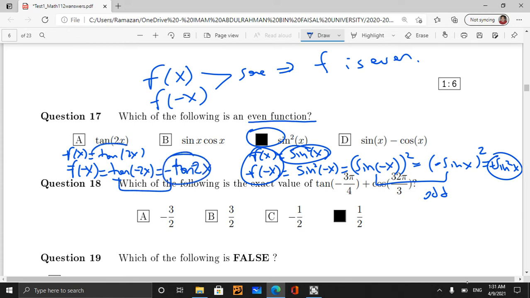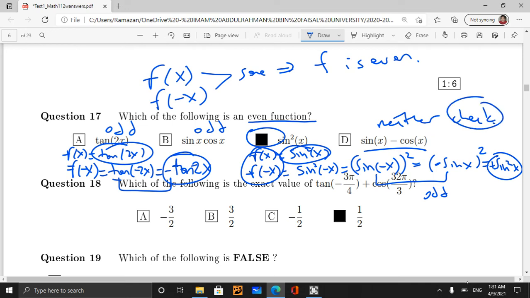So as you see, these are not the same. Also, this is odd. And you can do the same calculation, or this will be odd, this will be even, this will be neither of them. Check. So you can do a check and verify it.